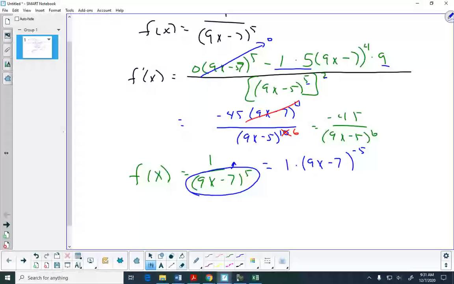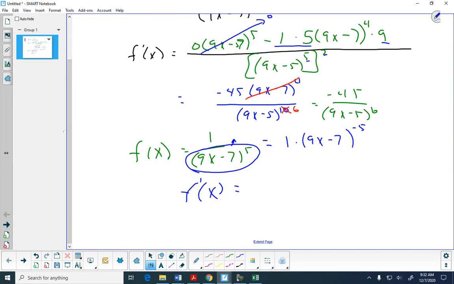So now if we take a look at the derivative, what I want you to do is apply your chain rule to this. Take your -5 out front, drop your exponent by 1. Multiply it by the derivative of what's inside. Nathan, what do you have? I have 1 times -5 times (9x minus 7) to the -6th power times 9.